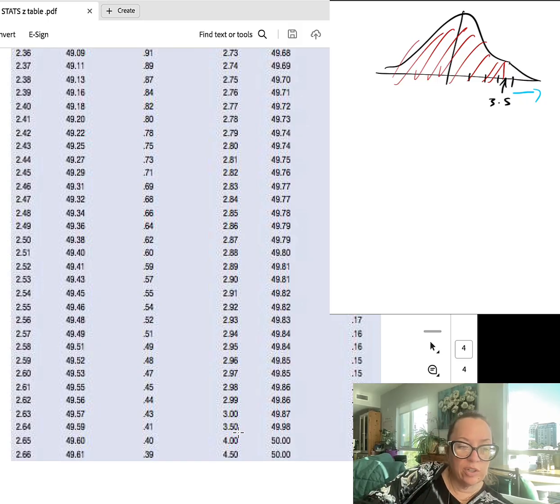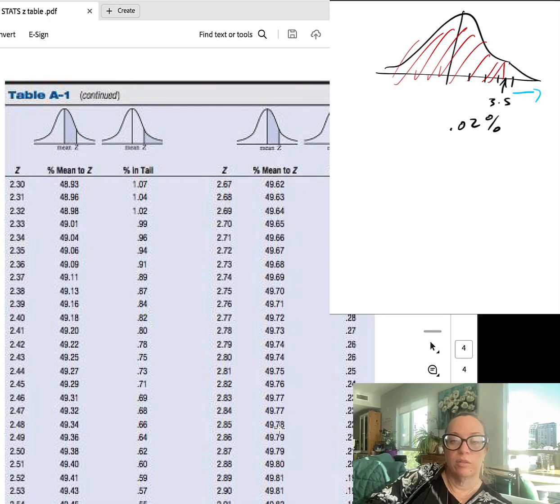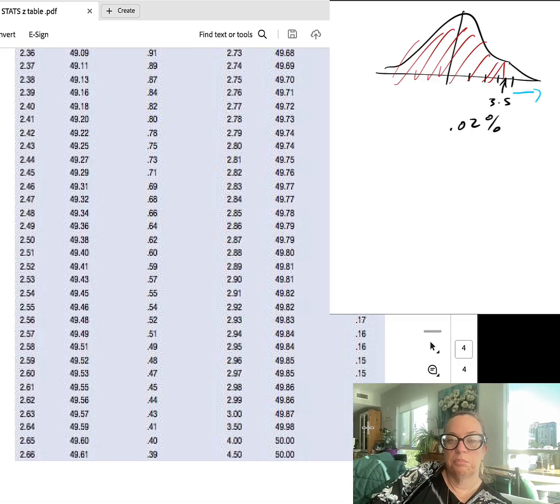So very easy. We look up 3.5 right here, okay? And the first column is percent of mean to z. The second is percent in the tail. That's above the z. So you don't have to do any math, 0.02% of all scores fall above 3.5. That's extremely rare, okay? So yeah, I think we added it all up, did we not? I think that's all possibilities of what we can do.